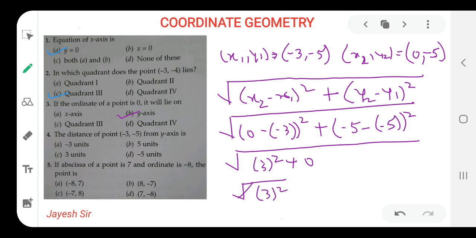Now square and square root get cancelled, so the distance we obtained is 3 units. So our answer would be 3 units. That is, option C is the correct answer for MCQ number 4. I hope you all might be getting it.